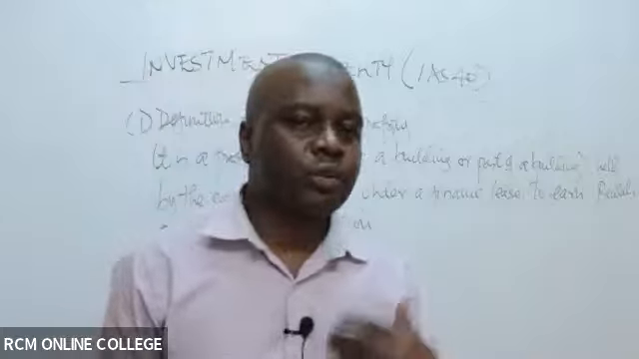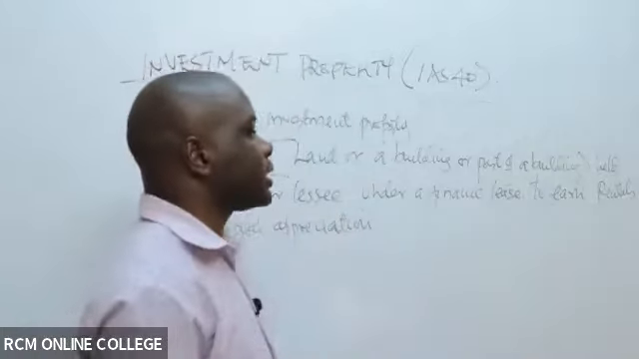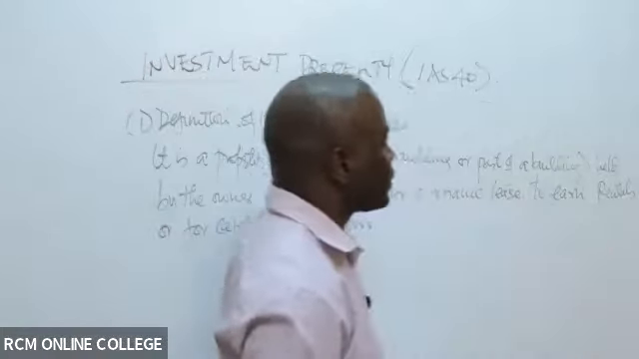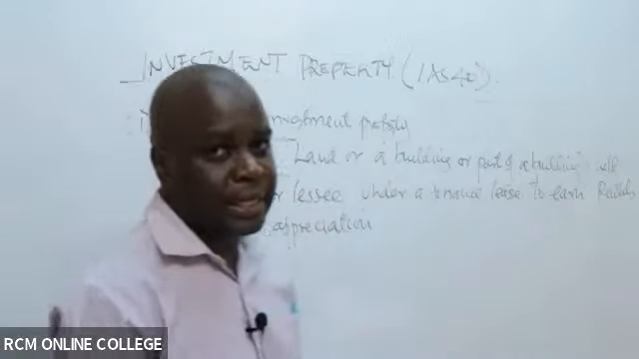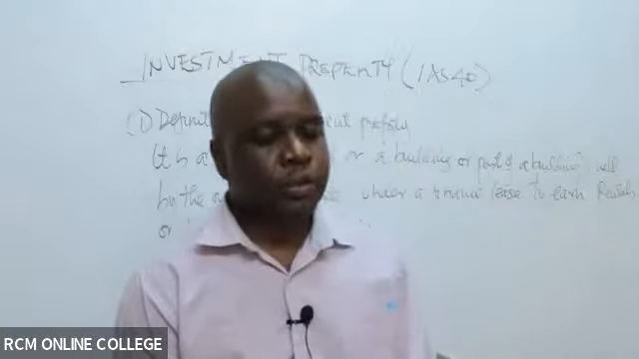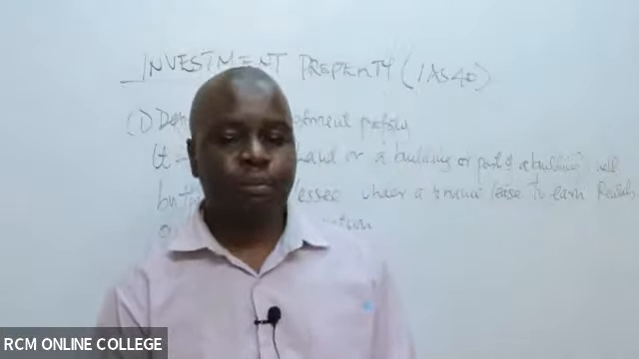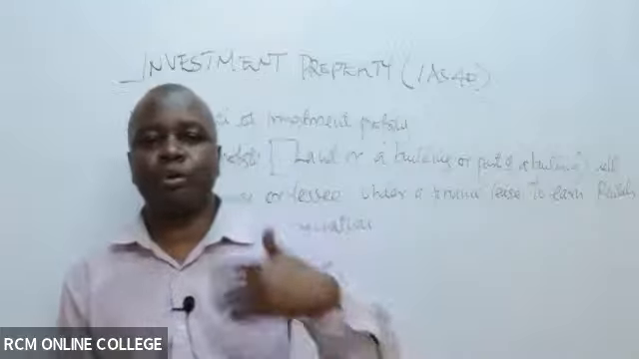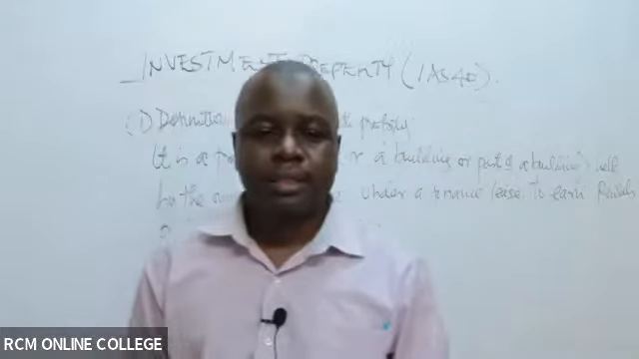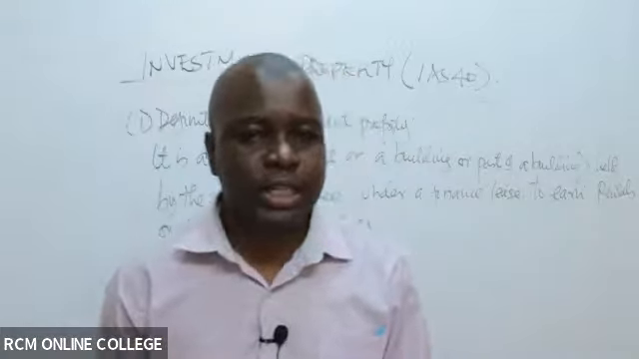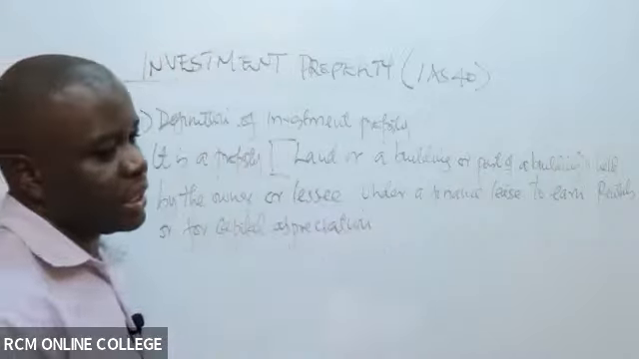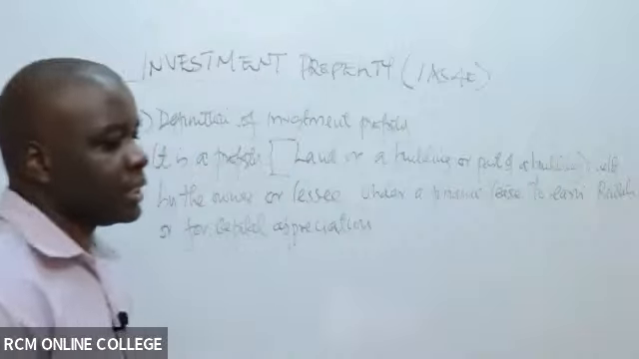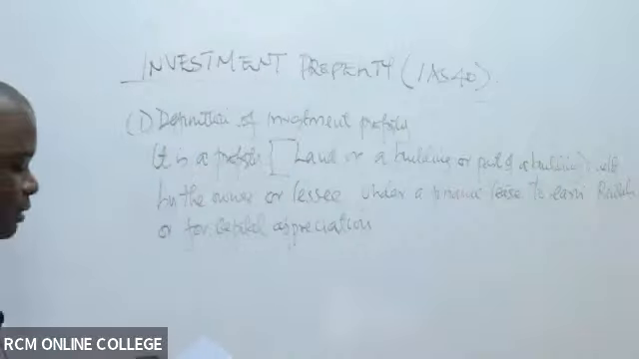To have some gains on this property, for example in form of rentals, or maybe he's expecting this property will appreciate. For example, when you buy land, there's usually that expectation that I'm happy to buy it so that in future it can appreciate, then I sell it. So people will say, I've invested in land. That basically becomes an investment property.